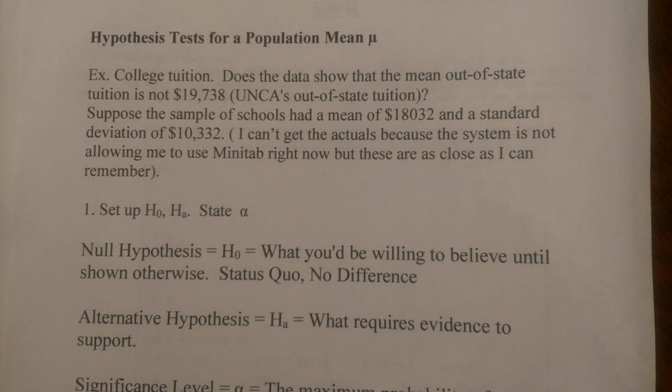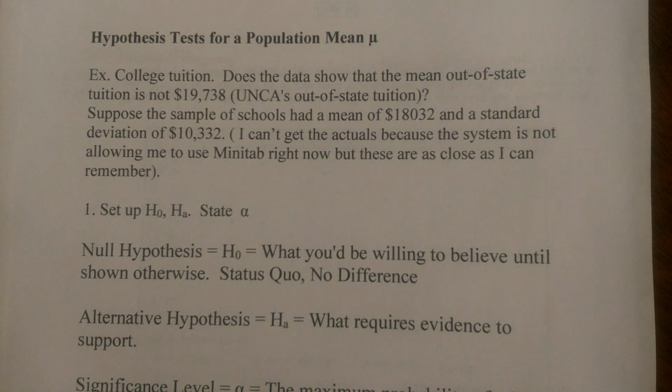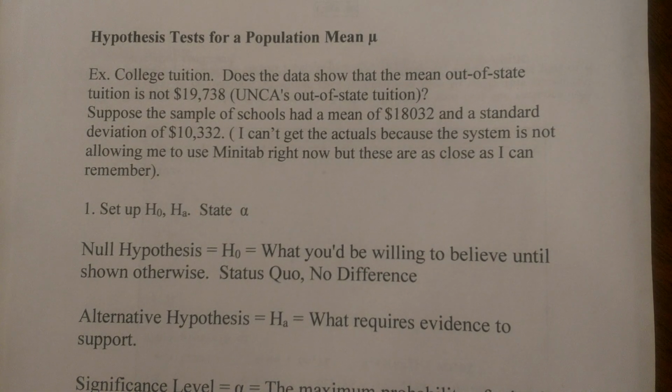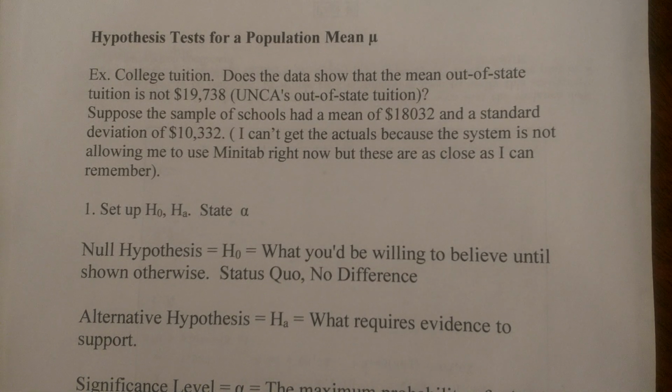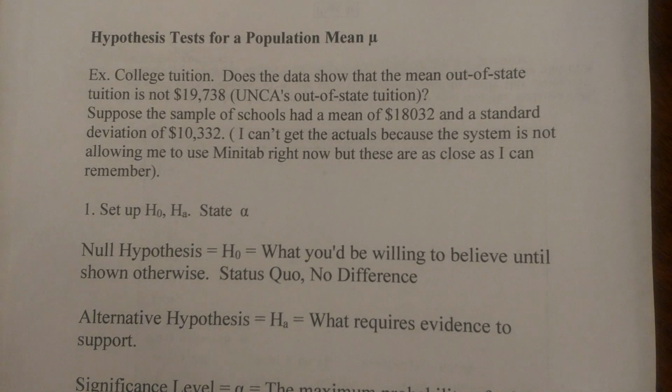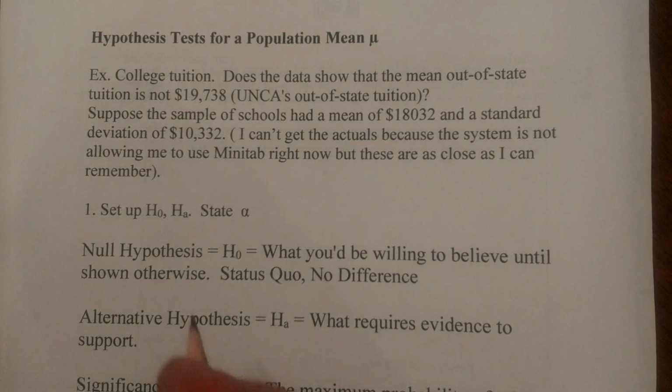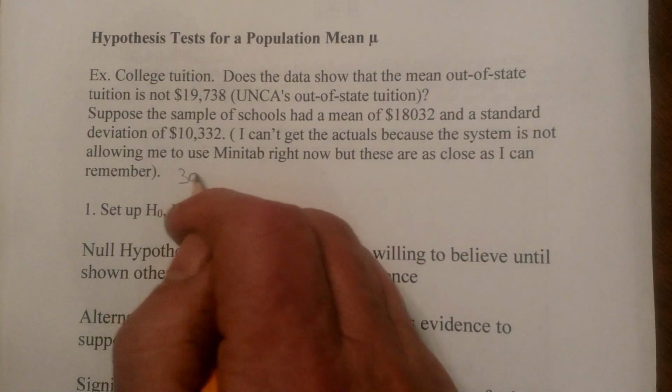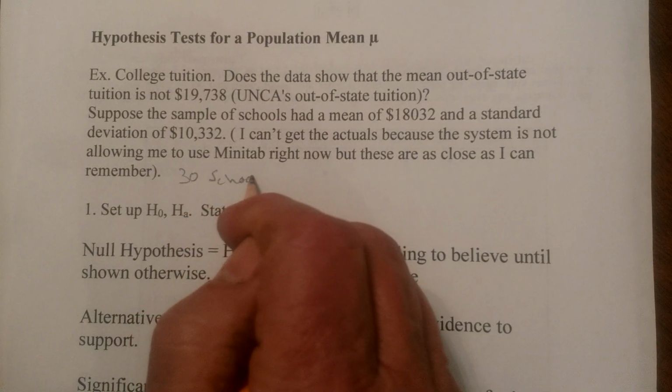All right, so in this situation, we've gotten this data from, I think we talked about it earlier in class. This is data where students looked up the tuition at, I forget how many it was, let's see. Let's assume it was 30 schools. Unfortunately, Minitab is not working right now either, so I'm not able to rerun this on Minitab.